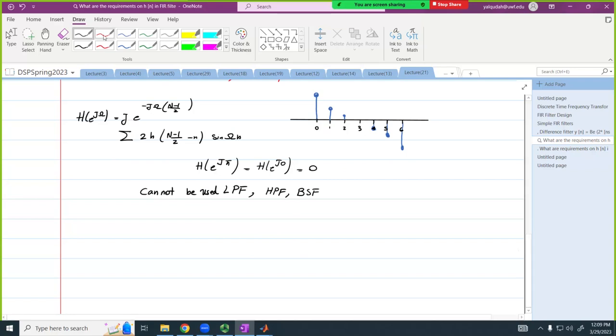The fourth type is when we have N even and odd symmetry. Okay. Because all of these are h(n).